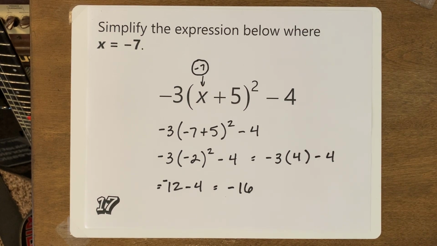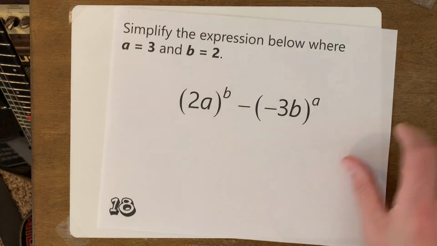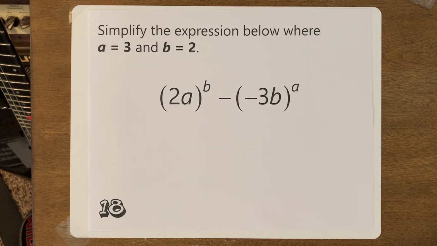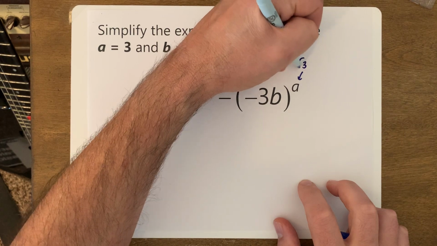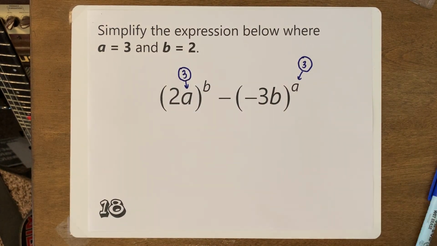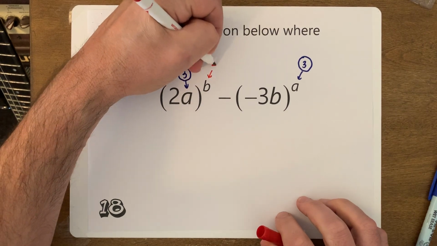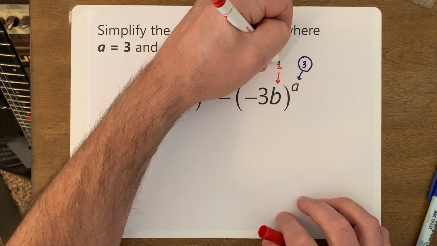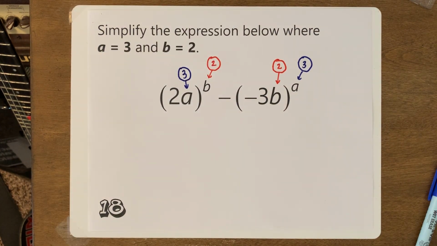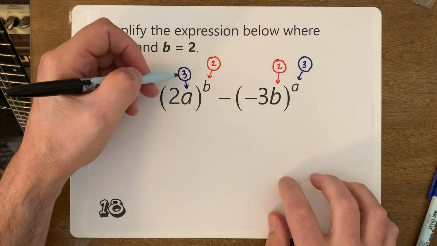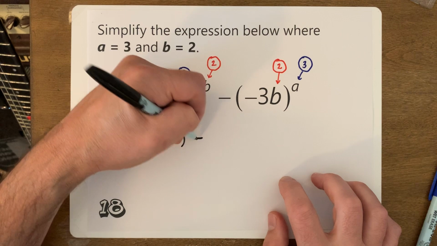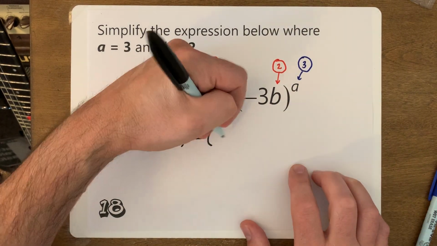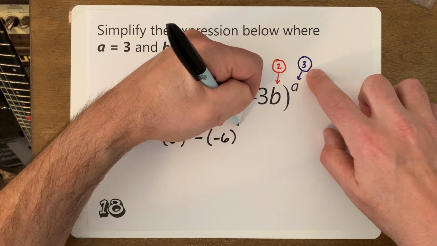All right. Let's take a look at this one. A couple more to go. All right, so we got 2 variables here, A and B. A is 3. And B is 2. Let's take a look at that. 2 there. 2 there. All right. Simplify a little bit. We got 3 times 2 is 6 to the 2nd power minus -3 times 2 is -6 to the 3rd power.